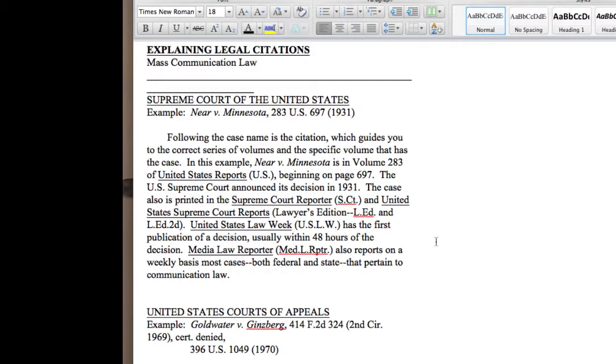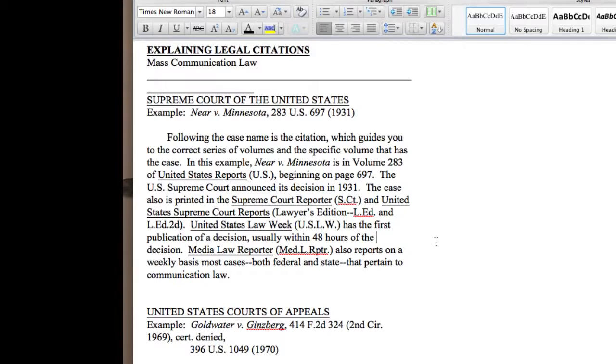So if we look at the U.S. Supreme Court, here's an example. Near v. Minnesota. That's the name of the case. Okay, and then it gives you a variety of numbers, which refers to, in 283, that's volume 283 of the U.S. Reports, U.S. And the decision starts on page 697. It also states 1931, that's when the case was decided.